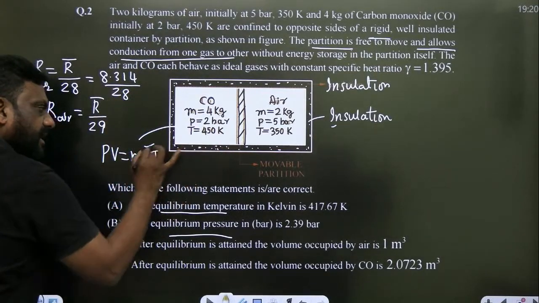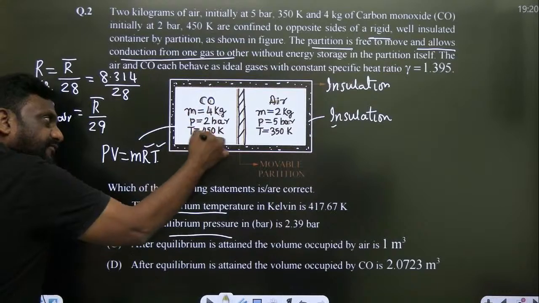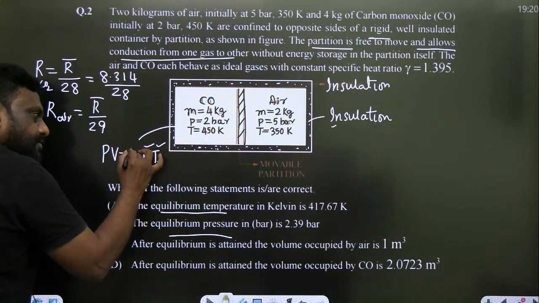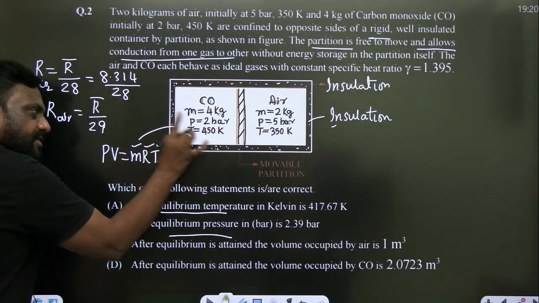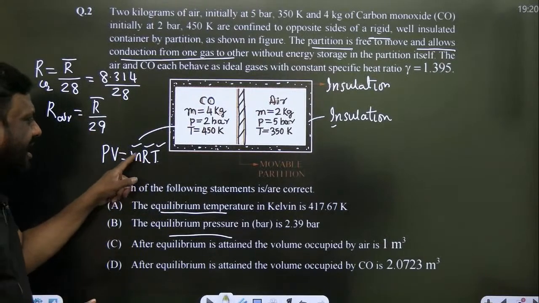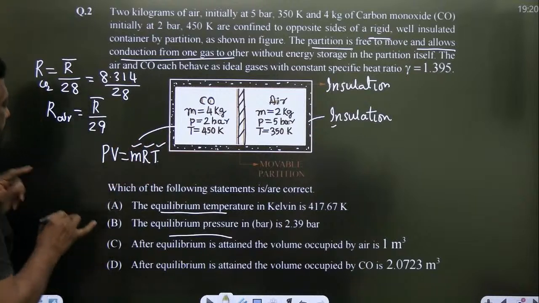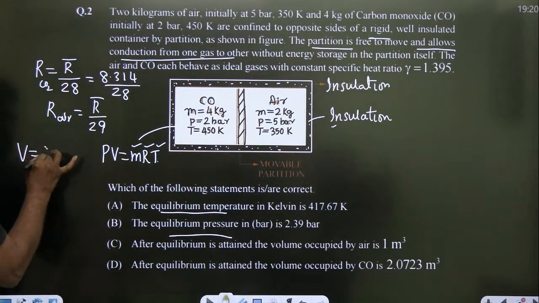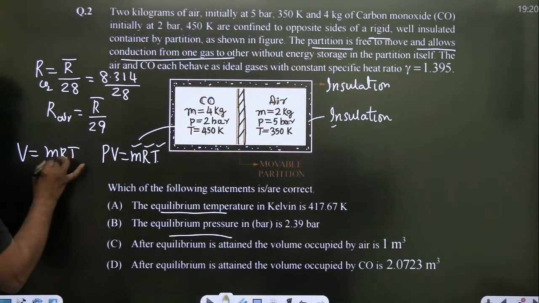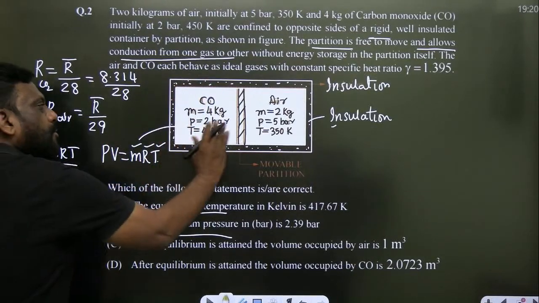I know R of carbon dioxide. Temperature should be strictly in Kelvin. Temperature is known. I am applying this only for carbon dioxide. Mass is known, yes, and pressure is known. Pressure should be in kilopascal. Whenever R is in kilojoule per kg Kelvin, pressure should be in kilopascal. So I can calculate volume. So what will be the volume, my dear students? V is MRT by P. I'm calculating the volume of carbon dioxide.